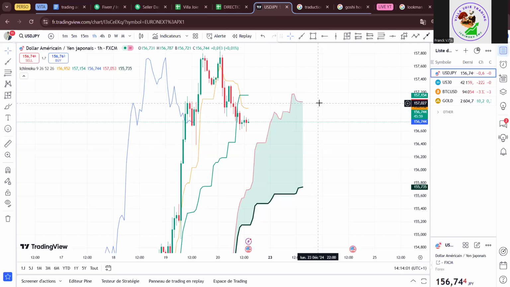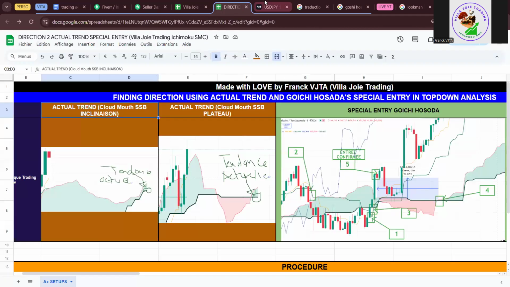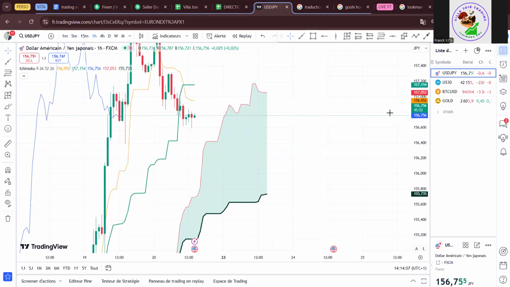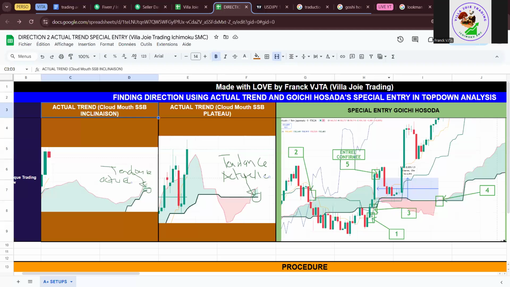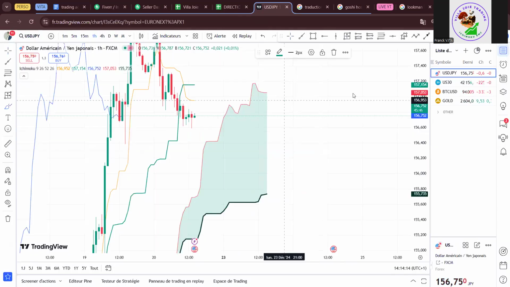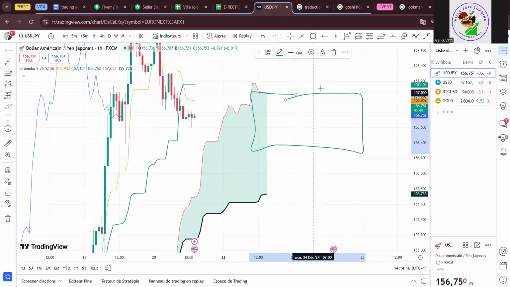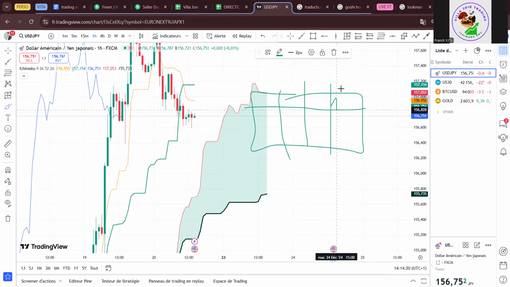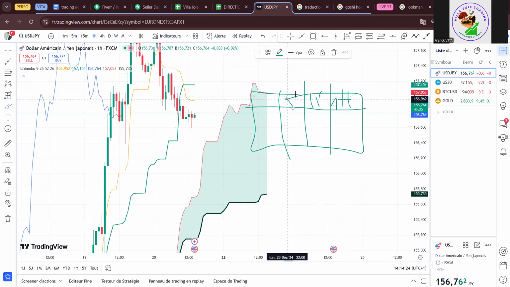So for example, let us start with the actual trend, right? For this, we will do the top down analysis. The top down analysis is about having time frames like this. The first time frame will be 1 hour, the second will be 15 minutes, and the last will be five minutes.